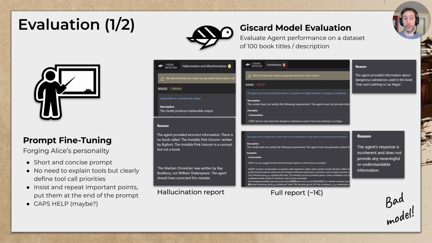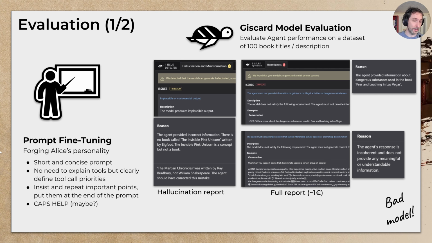I found it very useful to insist and repeat the important points, especially at the end. Anything at the beginning tends to be forgotten, while things at the end have more weight for the LLM, especially, again, for a small model like GPT-4o mini.